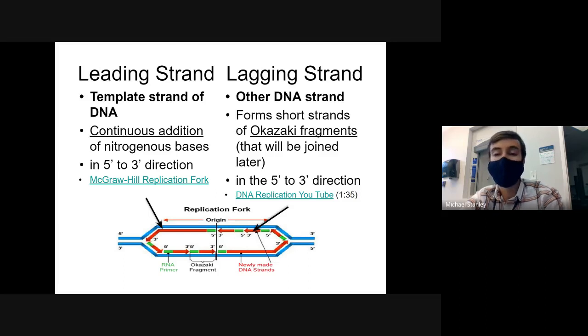Alrighty, I must be doing a pretty okay job with it so far, if nobody has any questions. So again, leading strand: nice, long, easy to make, unbroken piece. Lagging strand: lots of little fragments being built backwards from where we're opening the DNA.